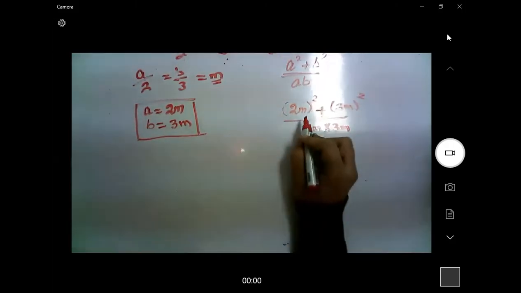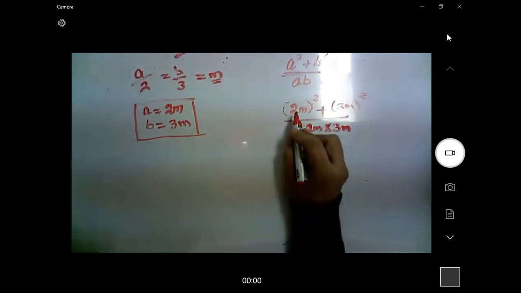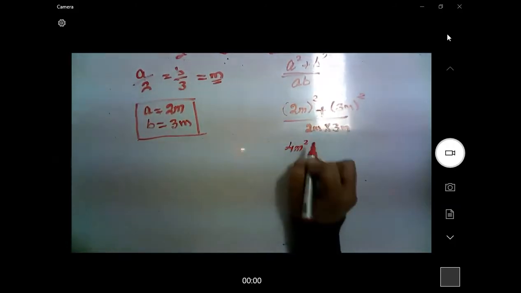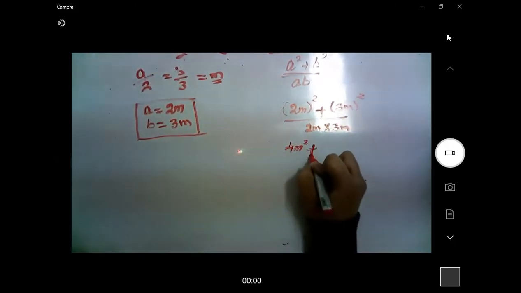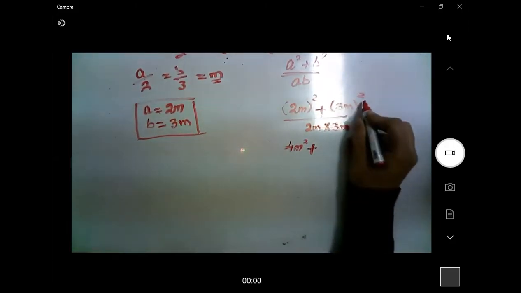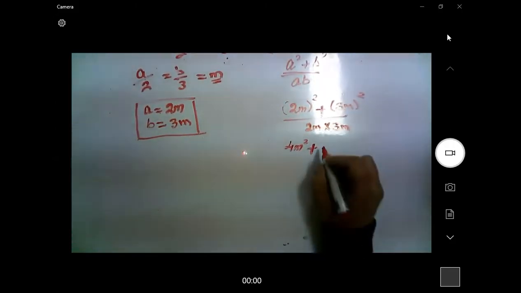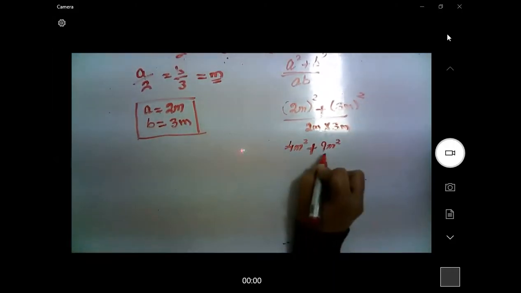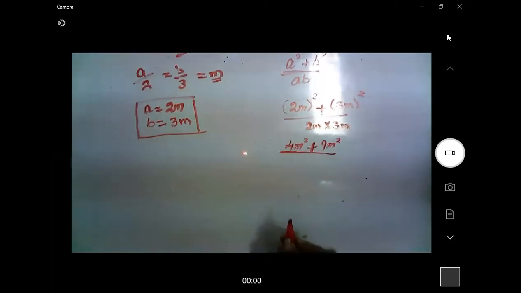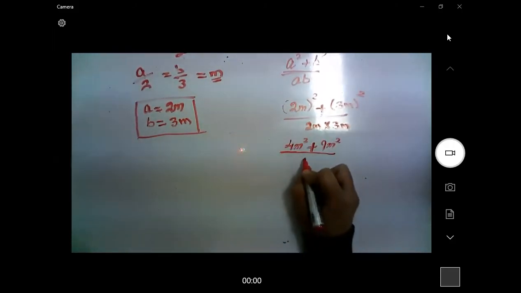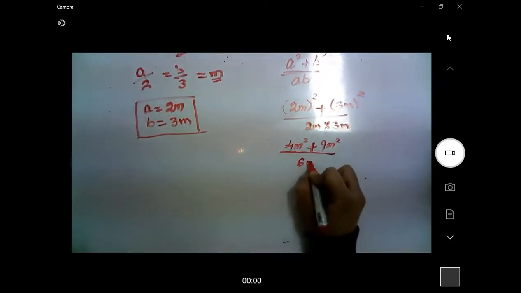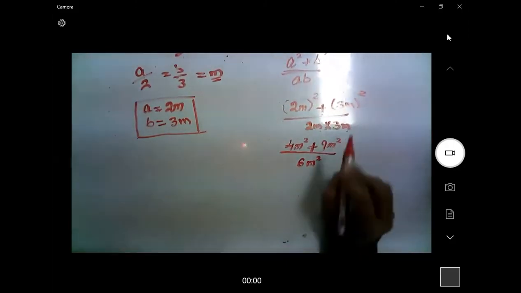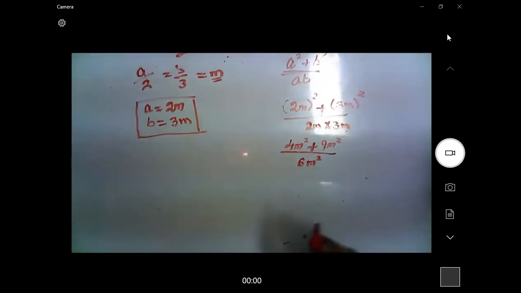Then by squaring 2M, it will be 4M power 2 plus 3M all power 2. By squaring 3M, the result is 9M power 2 over 2M times 3M, which is 6M power 2, because M times M is M power 2, 2 times 3 is 6.